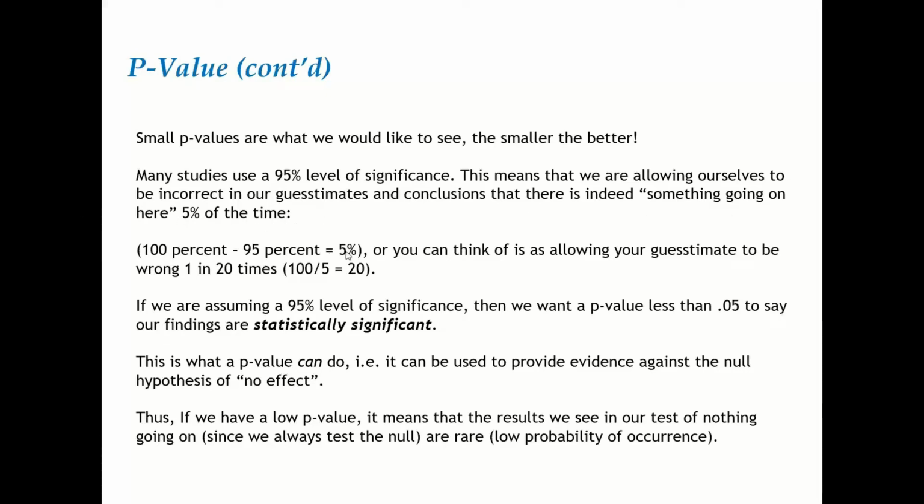Okay. So here's how that's figured out. That's where I got the 1 in 20. If we're assuming a 95% level of significance, then we want a p-value less than 0.05 to say that our findings are statistically significant. And that's what a p-value can do. It can be used to provide evidence against that null hypothesis of nothing going on. So if we have a low p-value, it means that the results we see in our test of nothing going on, since we're always testing that null, are rare. They have a low probability of occurrence.